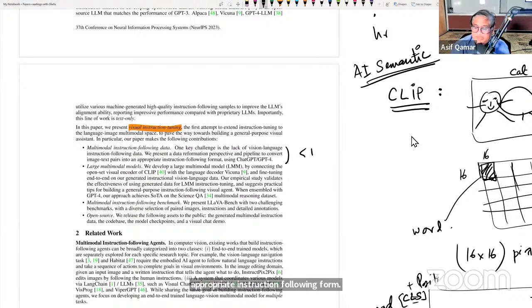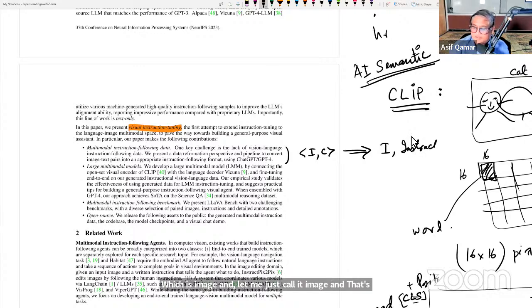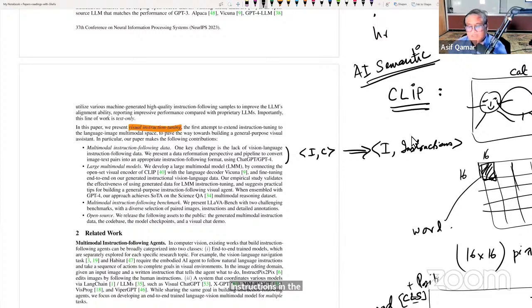On the web, you have image and caption. From that, they produce basically data which is image and let's say instructions. Instructions in the InstructGPT sense. So obviously that is a necessary thing for them to train their own model, which is the second part of it. Large multimodal models, which is the crux of what they are driving at.